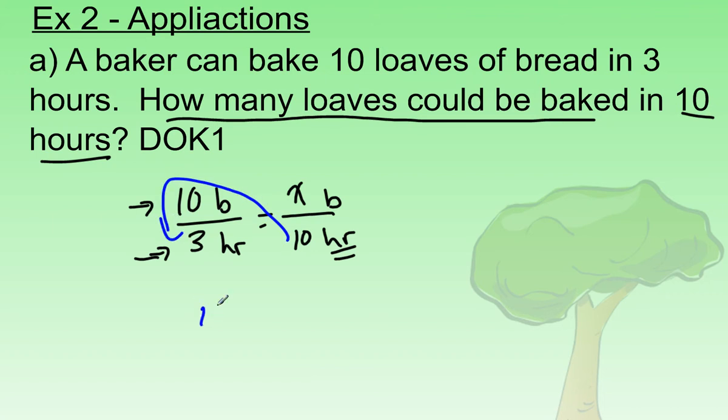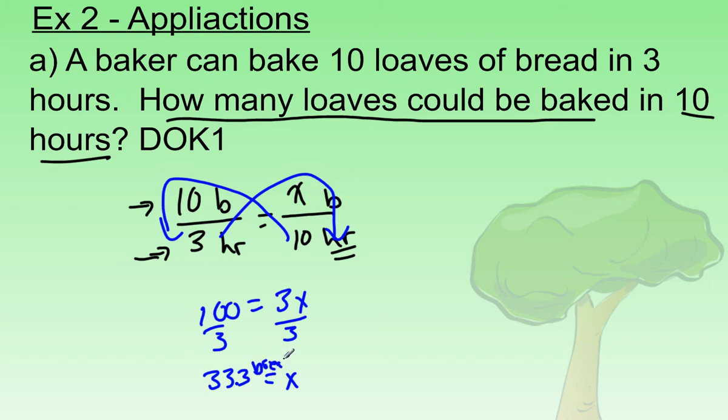10 times 10 is 100. 3 times x is 3x. Our little linear equation, we solve it, divide by 3 on both sides, and x equals 33.3. And x was the amount of bread. So in 10 hours, he could bake 33.3 loaves of bread if he's working at a constant pace.